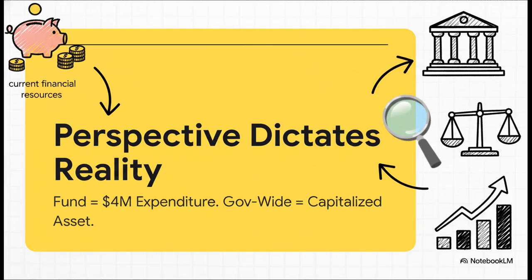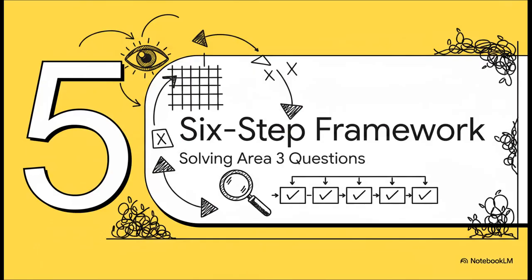That money is gone. But if the exam asks how it's reported on the government-wide statement, it's a capitalized asset that will be depreciated over its useful life. Why? Because government-wide reporting uses full accrual and looks at all long-term economic resources. It is the exact same underlying transaction, folks, but two completely different reporting results based purely on which accounting world you're standing in.